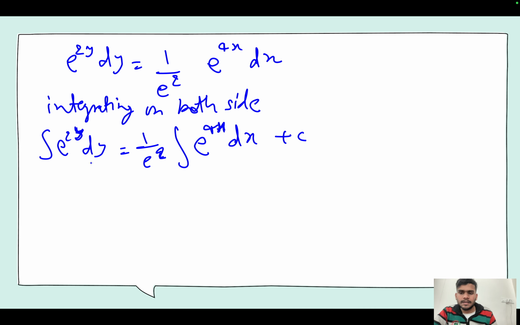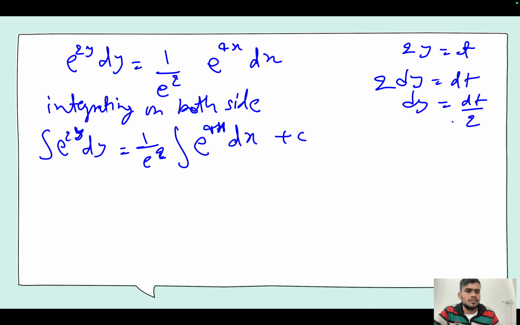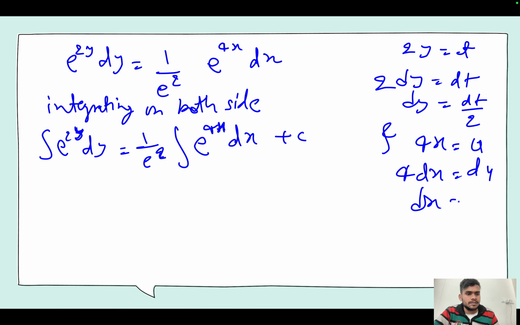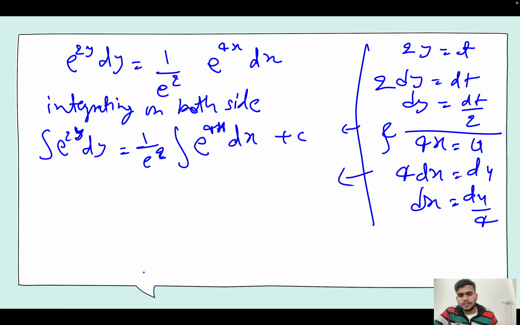Take 2y equal to something like t, then 2 dy is equal to dt, that is dy is equal to dt by 2. And for this, 4x is equal to something like, what can we take? u. So 4 dx is equal to du, that is dx is equal to du by 4. Use this here.